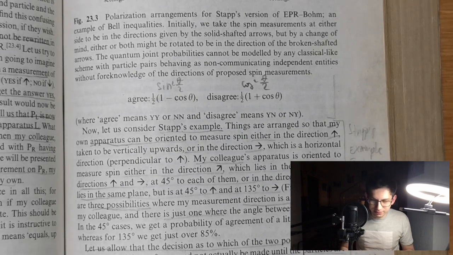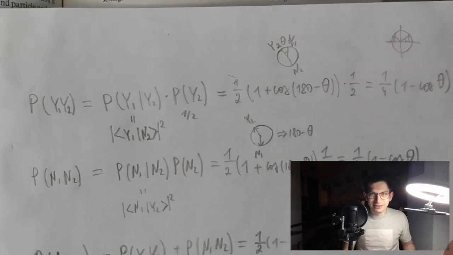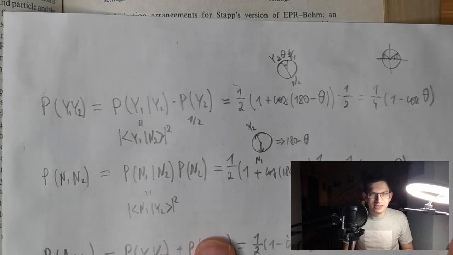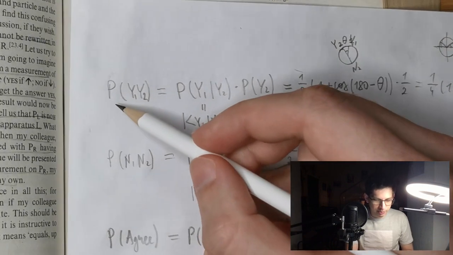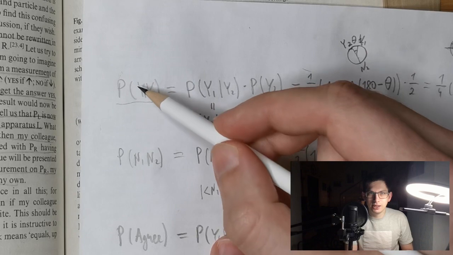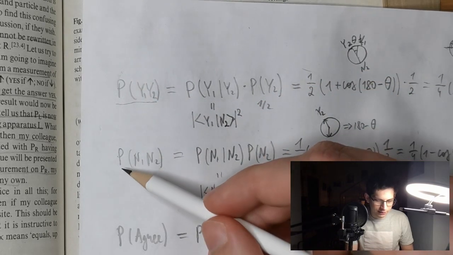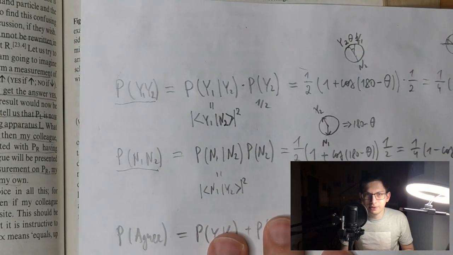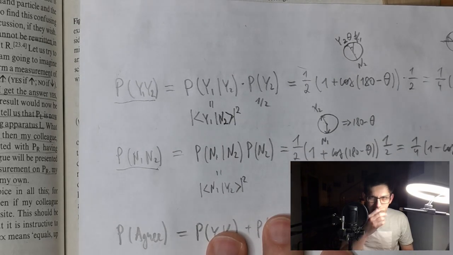So my question on the previous call was about that, and why probabilities are like that. And I prepared a small note here about this. So basically, to have an agreement, we have two probabilities. Probability of having yes at the first detector and yes at the second detector. That would be the first type of the agreement. And the other type of agreement is two no's, N1 and N2 here.